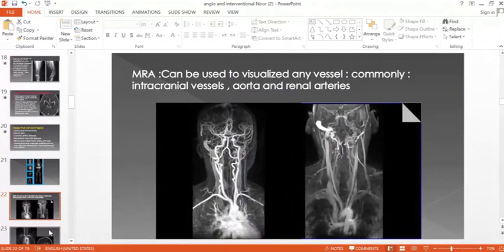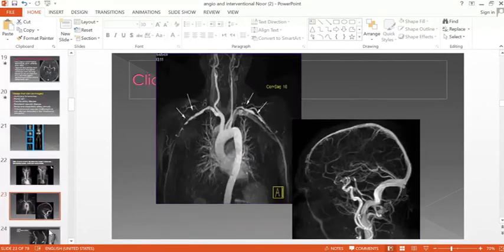MR angiography can be used to visualize any vessel, but most commonly the intracranial vessels, the aorta and the renal arteries. Notice this example of a patient with multiple stenoses involving both subclavian arteries, nicely depicted on MRA. And this is an MRV image showing the normal superior sagittal sinus and lateral sinuses.